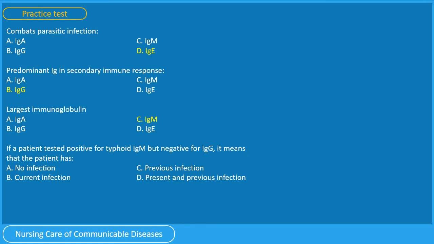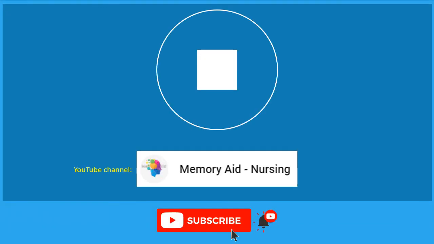And lastly, if a patient tested positive for typhoid IgM but negative for IgG, it means that the patient has A, no infection, B, current infection, C, previous infection, or D, present and previous infection. You have 5 seconds. And the answer is B, current infection. If you got 4 questions correctly, you did a good job. If not, rewind this video to check your answers.